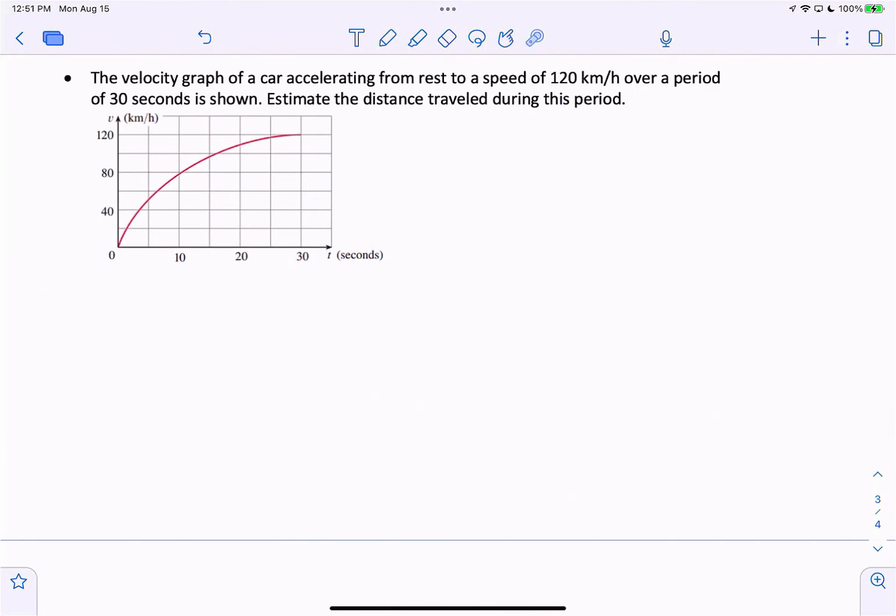This problem firmly relates area to distance. We have the graph of the velocity of a car accelerating from rest to a speed of 120 kilometers per hour over a period of 30 seconds. That, by the way, is about 75 miles an hour if you care. We're to estimate the distance traveled during this period, and so we need the area under the curve for t between 0 and 30 seconds.